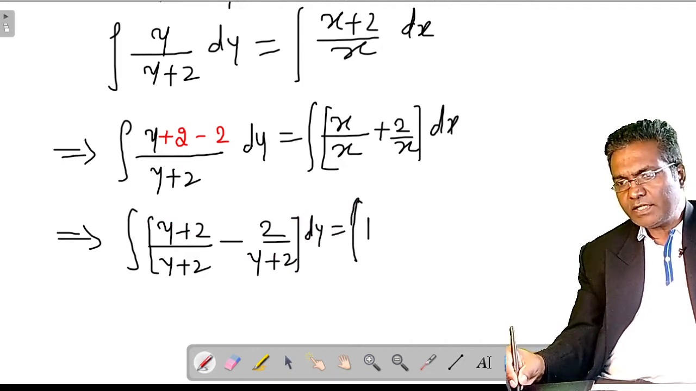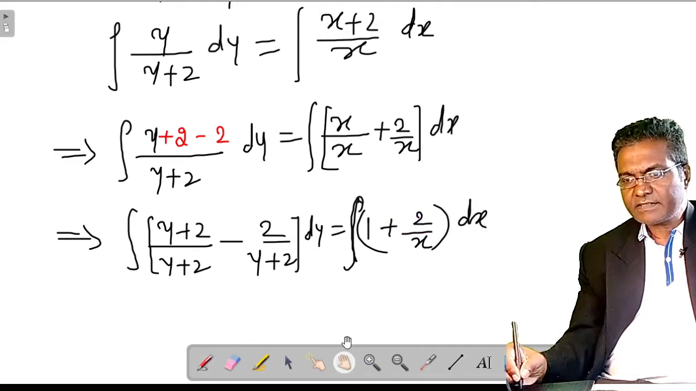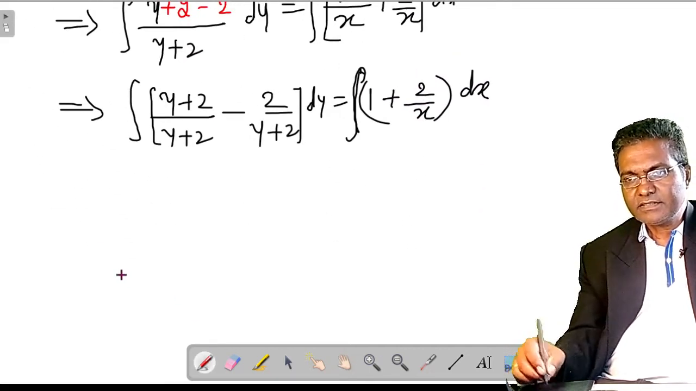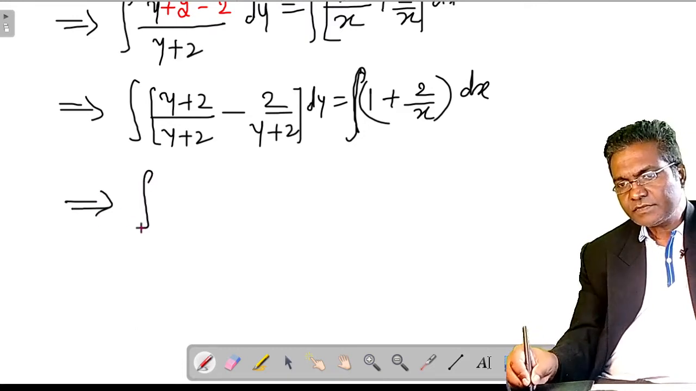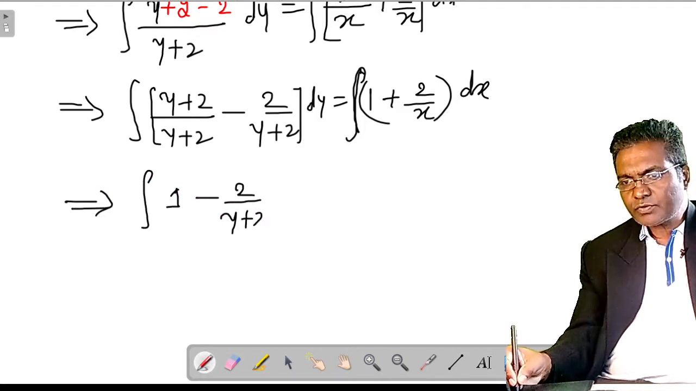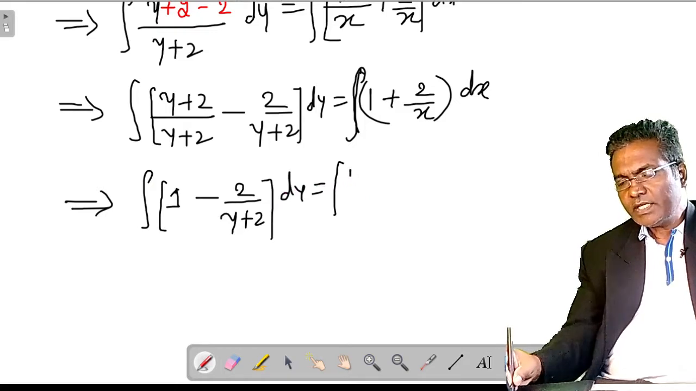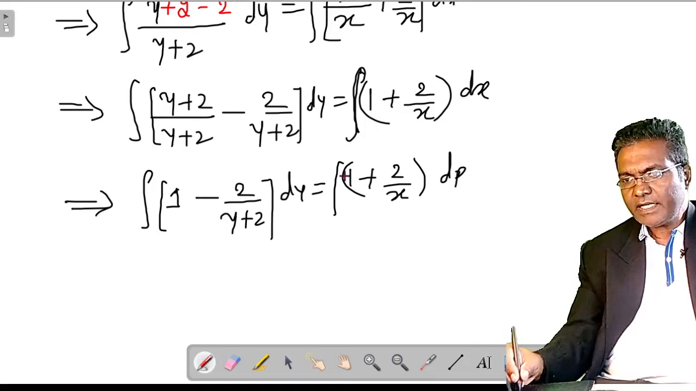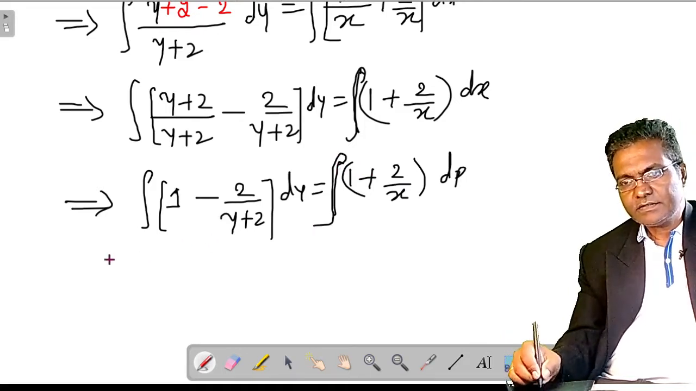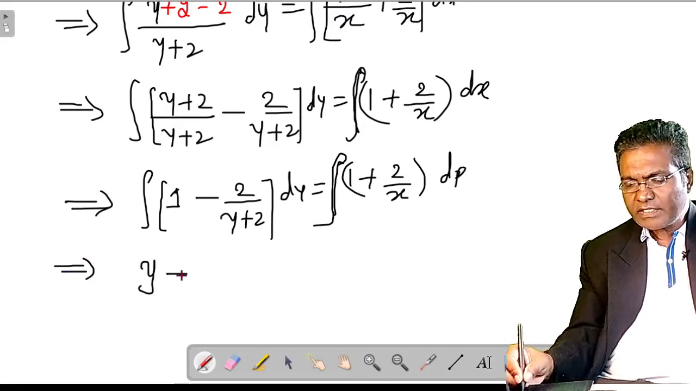X by x is 1, integration of 1 plus 2 by x dx. This is y plus 2 by y plus 2, which is 1 minus 2 by y plus 2. Integration of 1 plus 2 by x dx. Okay. Now integrate. Integration of 1 with respect to y is y.